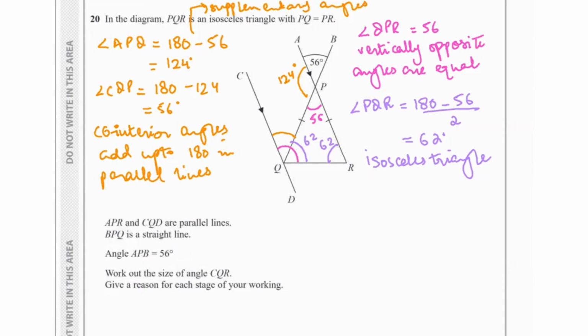So now for the last part, we're trying to find the angle CQR. That's going to be 56 plus 62, and that's going to give us 118 degrees. That is your answer.